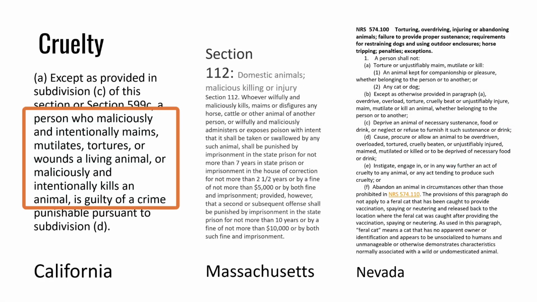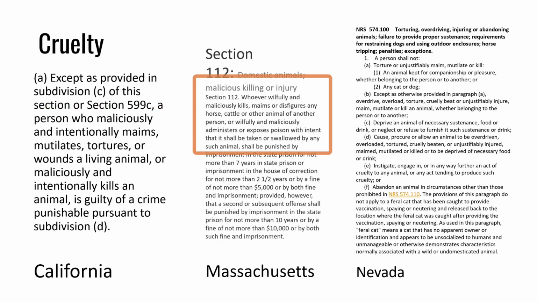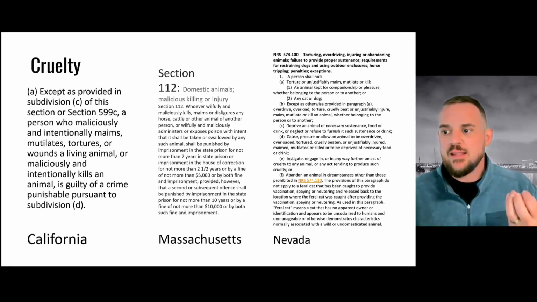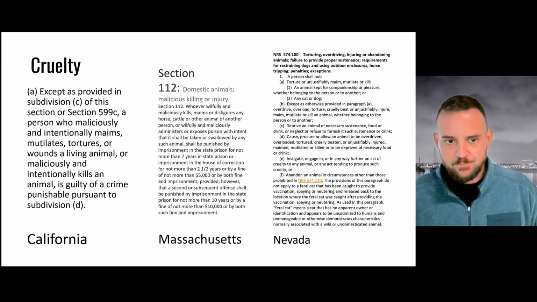Maliciously, intentionally maims, mutilates, tortures, wounds a living animal. You'll see for Massachusetts, malicious killing or injury, willfully, maliciously kills. And then here in Nevada, torture or unjustifiably maim, mutilate, or kill. So these are our laws that cover intentionality, that forethought, doing something so far beyond what a reasonable, socially conscious person would do that it justifies being a crime.